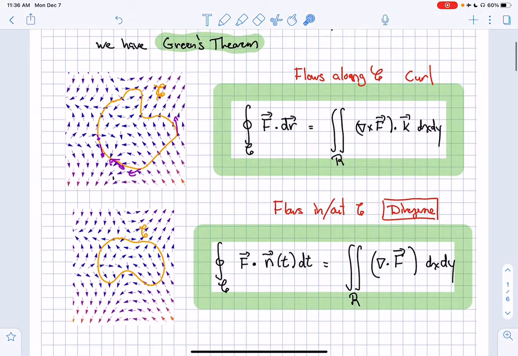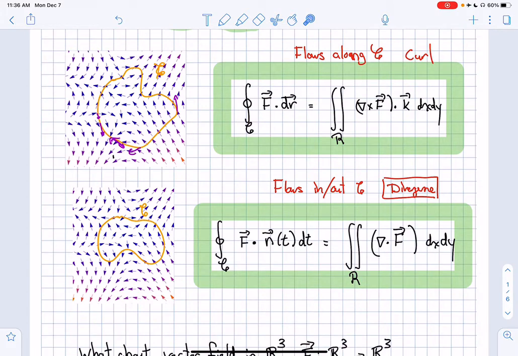Okay. And the other version is the divergence version, where you don't look at what is along the curve, but what flows out or in of the curve. So it's again a line integral, except that you're summing the component of F that is normal to the curve. This is the normal vector, perpendicular to the velocity vector. And the theorem tells you that this is the same as summing all the divergence of the field inside. So divergence is about what flows in and out, and the curl is about what whirls.